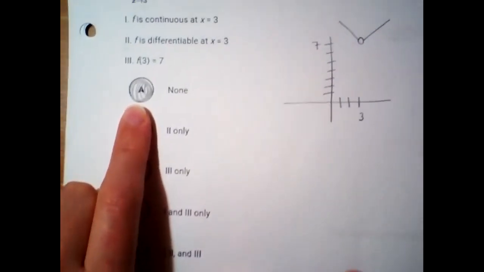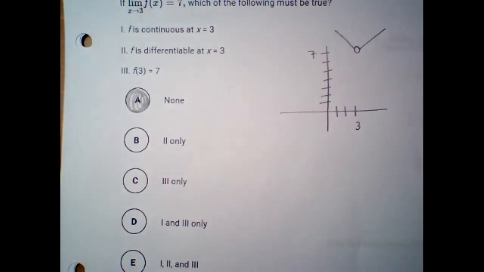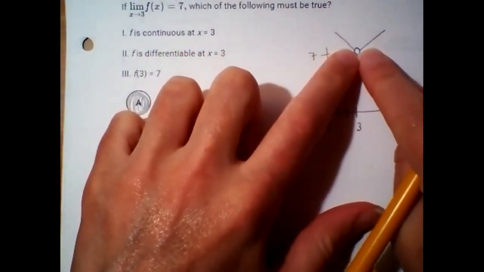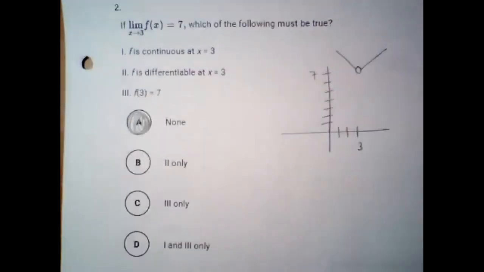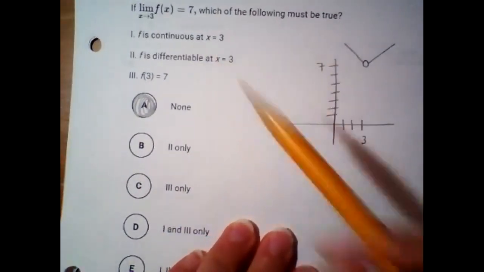Oh, what was 2? Let me go back to that one. 2 is A. Just because you have a limit does not guarantee you any of those other things. All a limit means is that both sides of the graph approach the same value. It doesn't mean that you necessarily have a point there. So you don't get necessarily any of those other things.